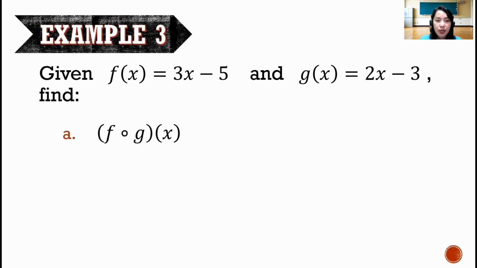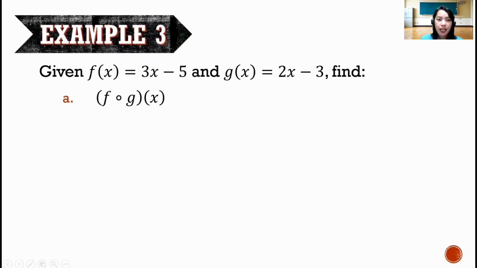In letter A, we have f of g of x, and for letter B, we have g of f of x. Let's start with letter A. Given f of x equals 3x minus 5 and g of x equals 2x minus 3, we're going to find and simplify f of g of x.